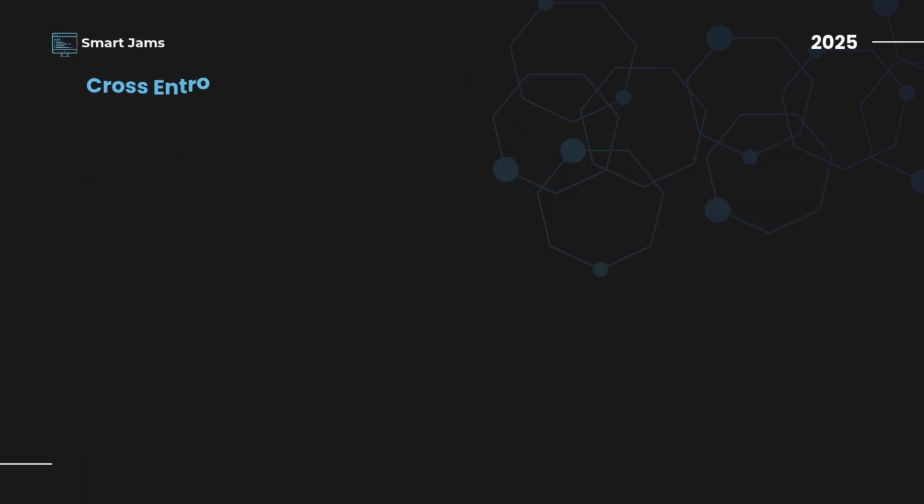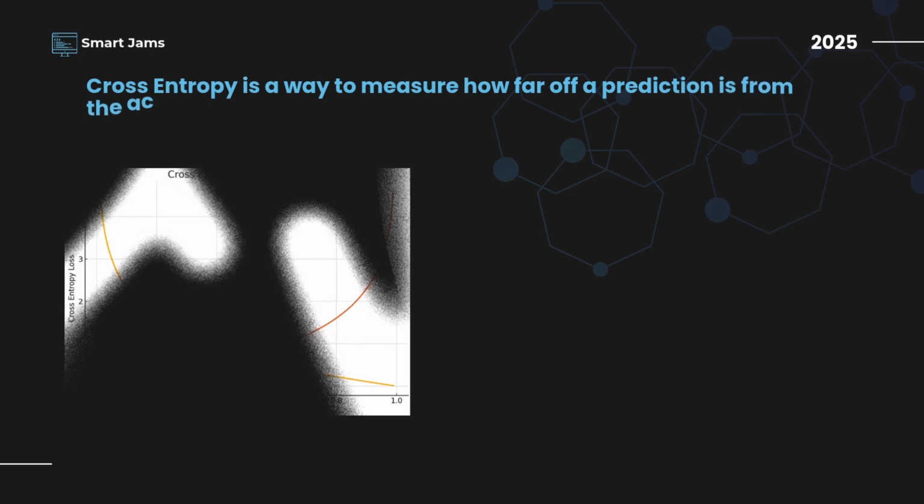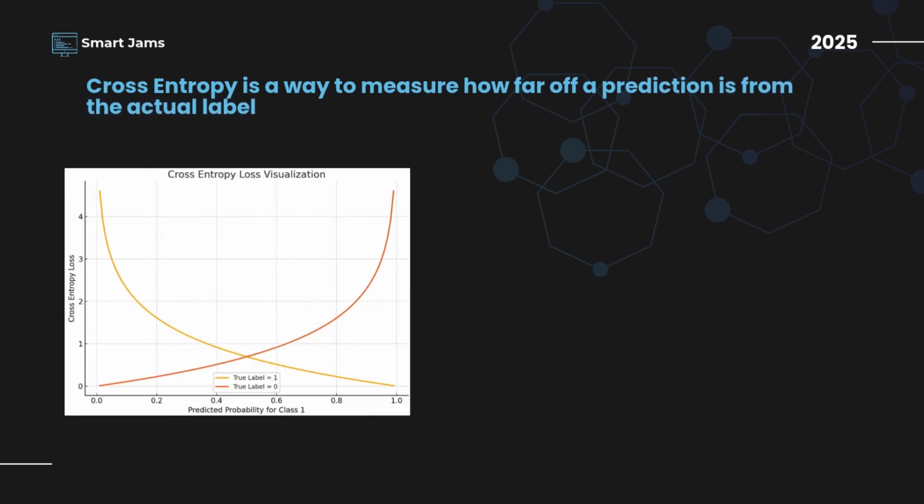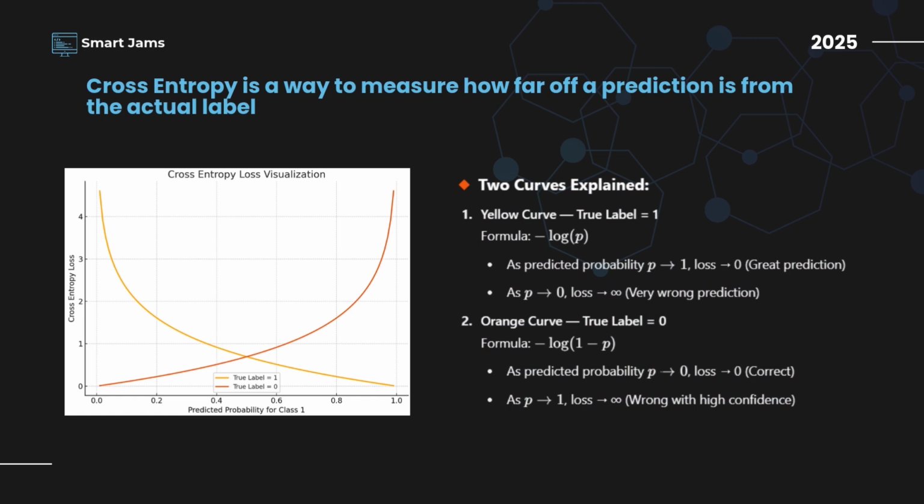Graph visualization, curve behavior. This graph shows how cross-entropy behaves mathematically. The yellow curve represents the case when the true label is 1. As the prediction moves closer to 1.0, the loss drops toward 0. But if the prediction approaches 0, the loss shoots up dramatically. Mathematically, it follows the formula, negative log of p.